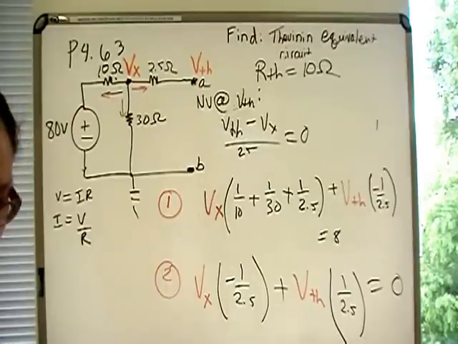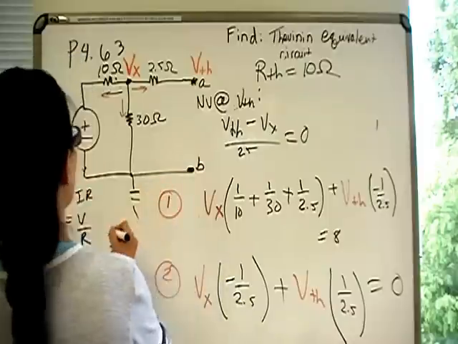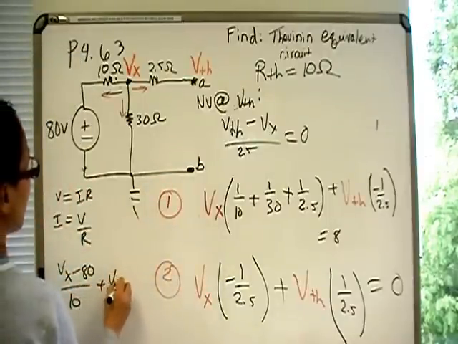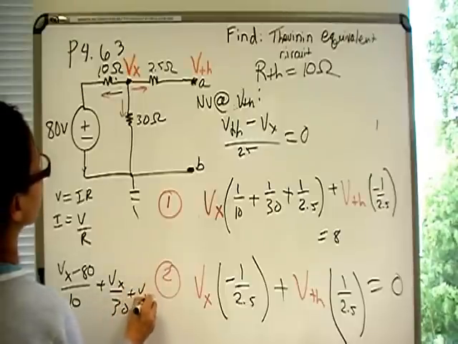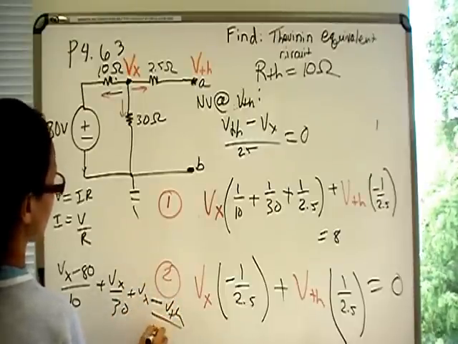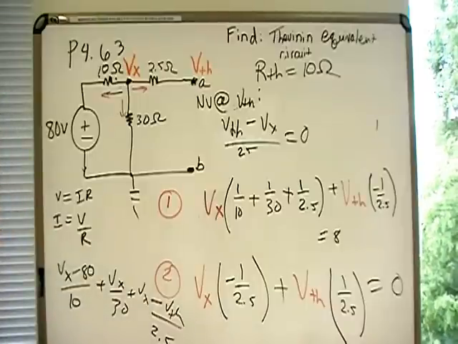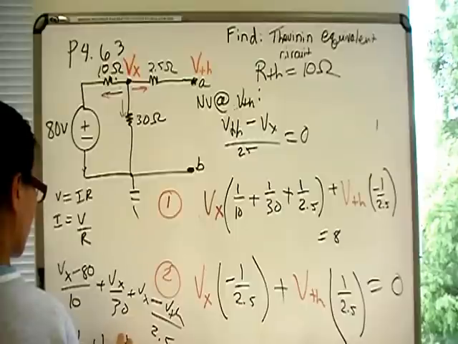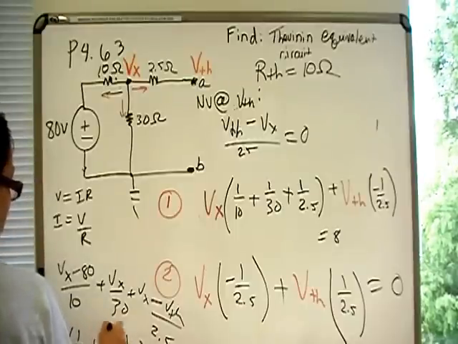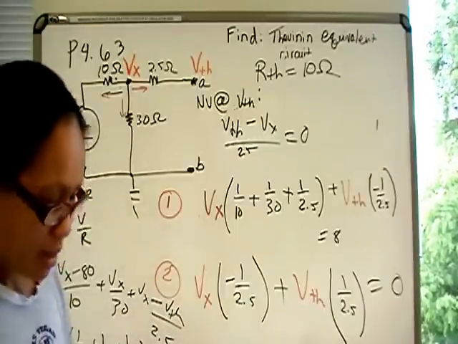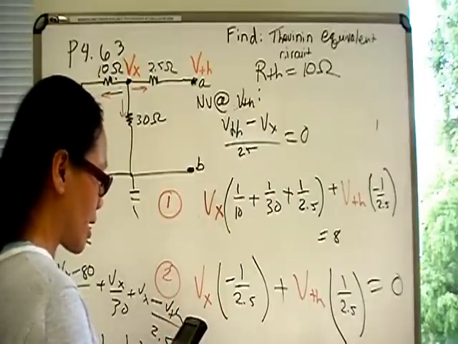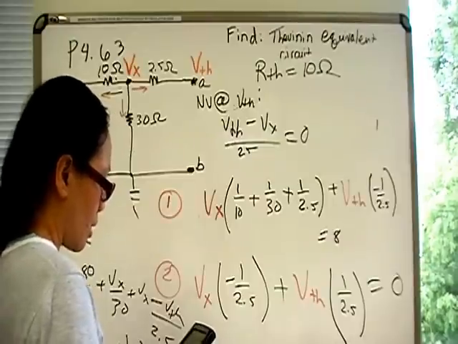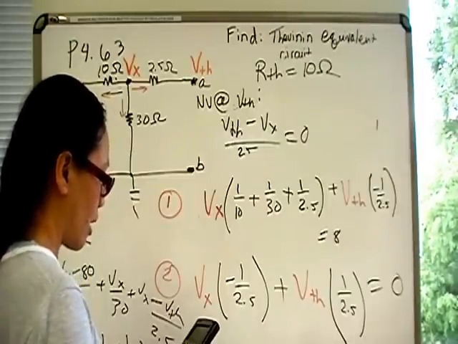Let's see. And this will happen. So Vx minus 80/10 plus Vx over 30 plus Vx minus Vth over 2.5. So Vx times 1/10 plus 1/30 plus 1/2.5. Oh, I know. Not a mistake in the equation, a mistake in typing. Calculator typos. Try one more time.